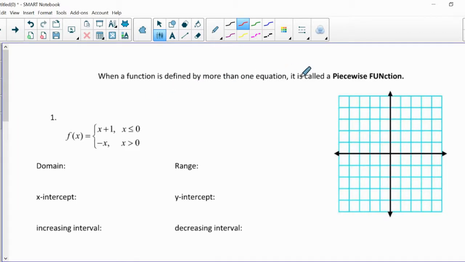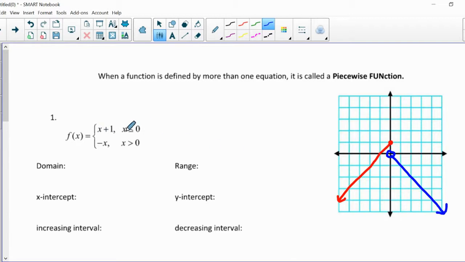When a function is defined by more than one equation, it's called a piecewise function. So we're going to go over piecewise functions. F of x in this case is 2 different lines. It is x plus 1 when x is less than or equal to 0. So when it's less than or equal to 0, it looks like this. And it's negative x when we are greater than 0. So I'll graph that in a different color. Notice greater than 0, so I have an open circle at the point 0, 0. And that's kind of how it works.